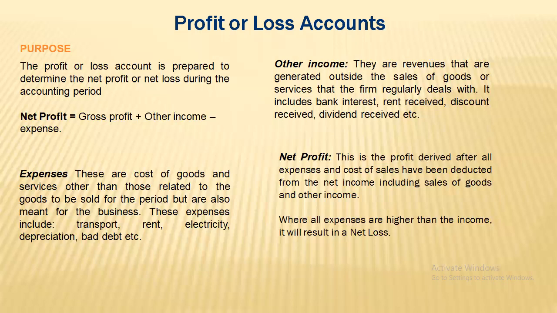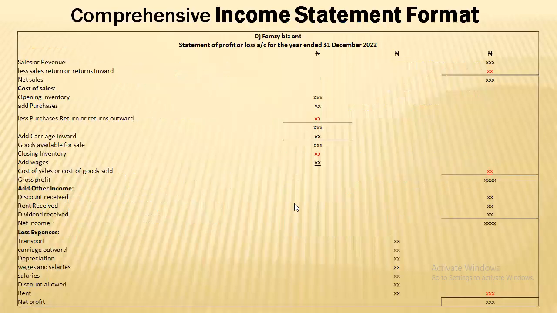On the other hand, if our expense is 1,500 and our net income is 500, that means we've made a net loss of 1,000 naira. It's as simple as that. So whenever the expense is more than the income, you make a loss. Whenever the net income is greater than the expense, you make a profit.